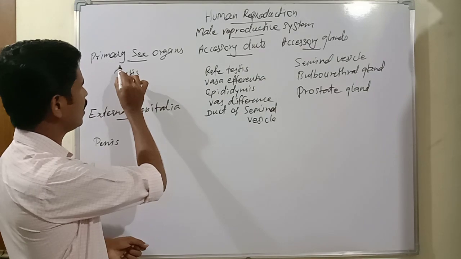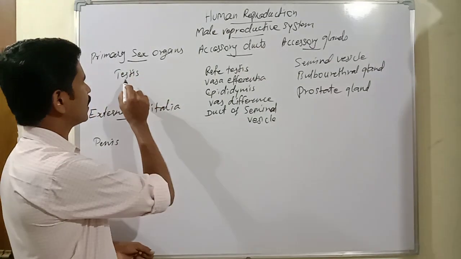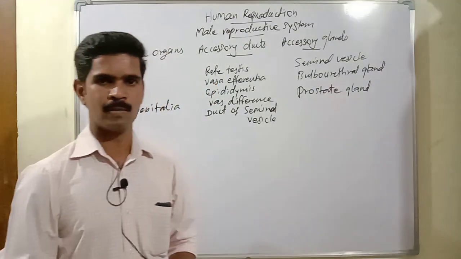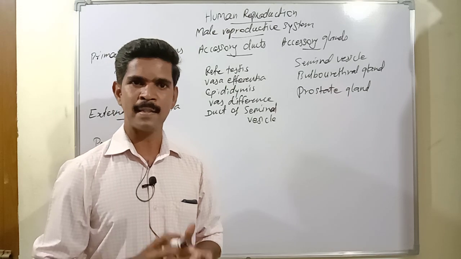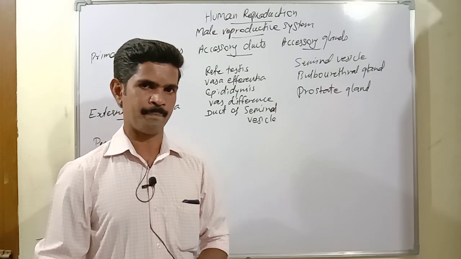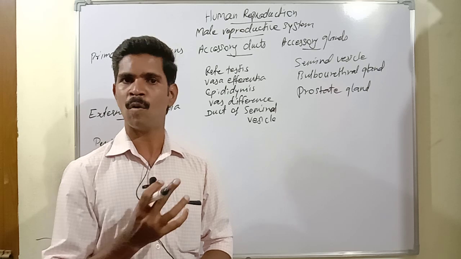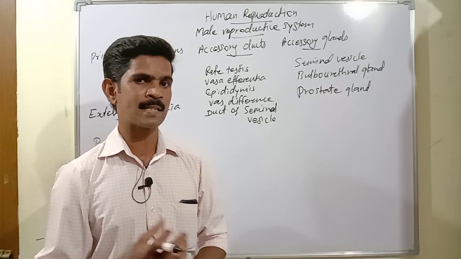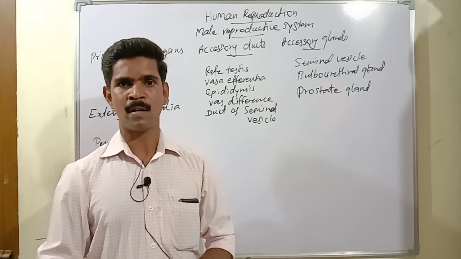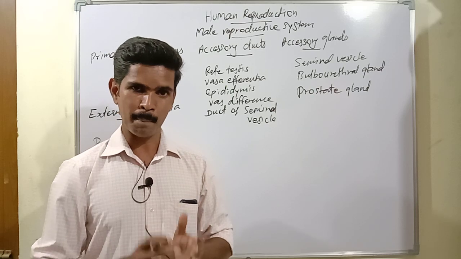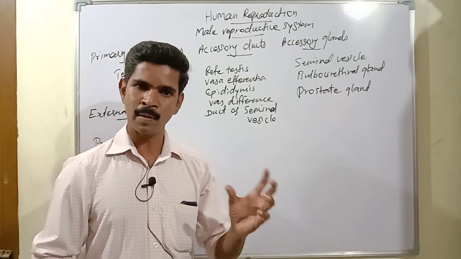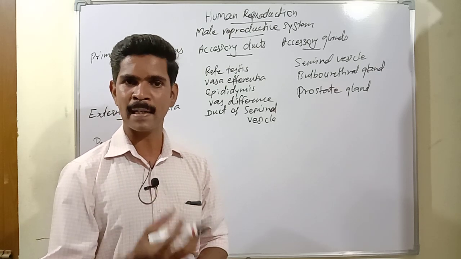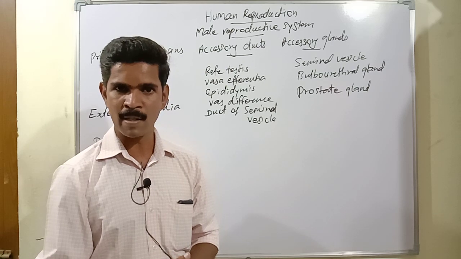First I will explain the primary sex organ, the testes. A pair of testes, a pair means two testes. So two testes are present in the male reproductive system, and the shape of the testis is oval, and the testis is located in a bag-like structure. This bag-like structure is called the scrotum. Both the oval-shaped testes are kept inside this bag-like structure, the scrotum.